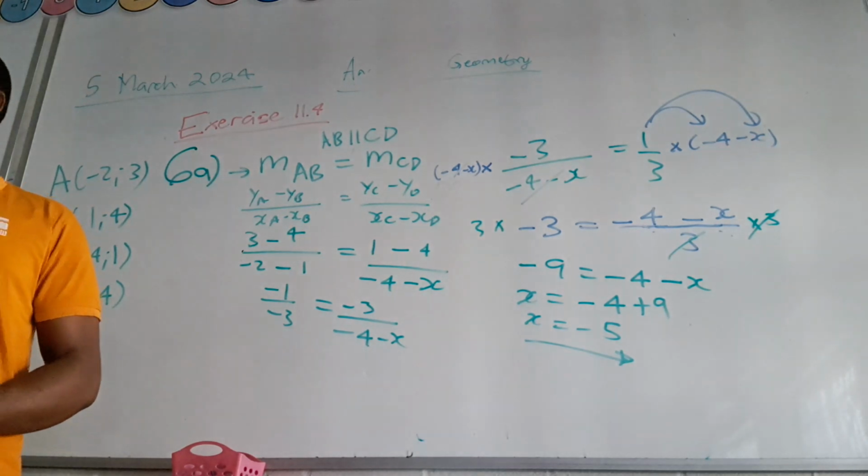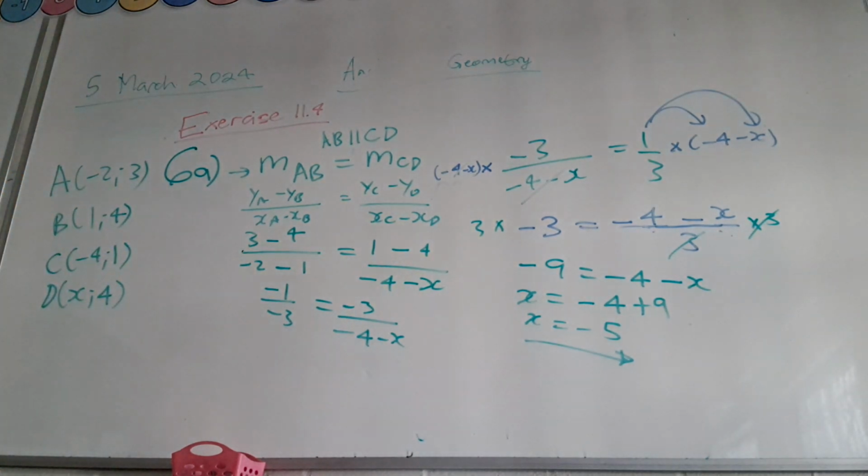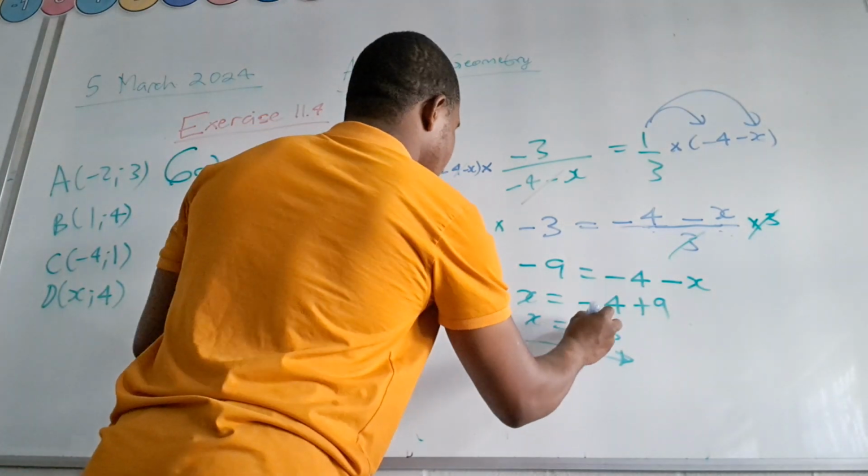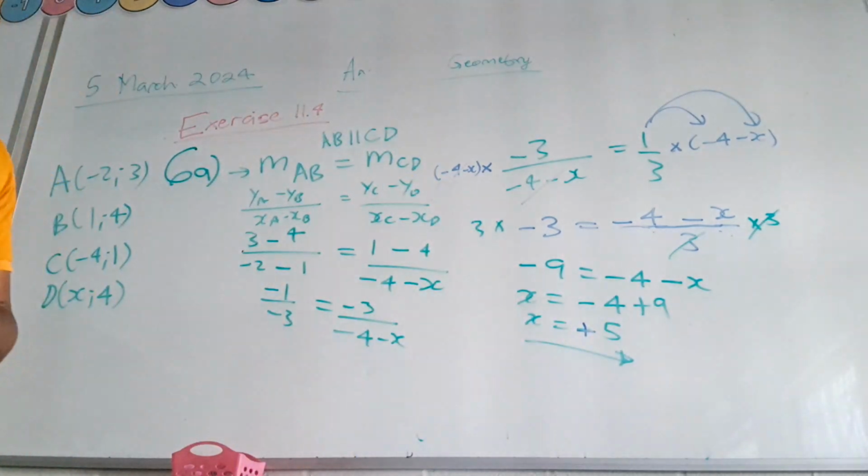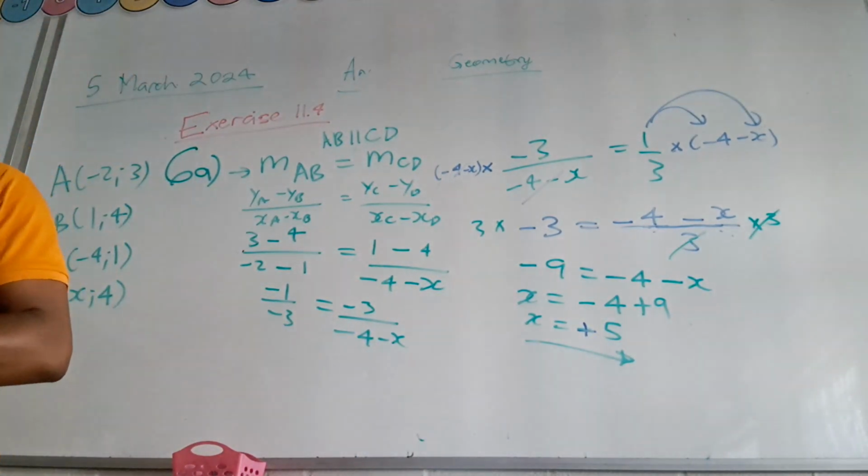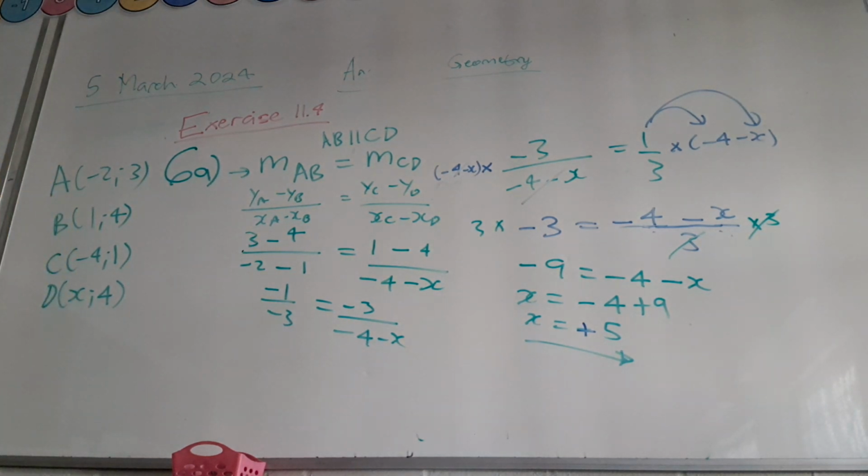Wait, so we were right? Yeah, you were right. So it's just 5. It's negative 5. Oh, it's positive 5, yes. Wow. Mr. Schlatter, you're on a roll. X equals 5.